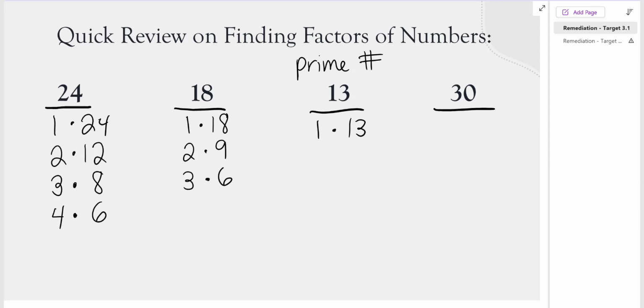And then the last practice is the number 30. So 1 times 30 is 30. 2 times 15 is 30. 3 times 10 is 30. And then 5 times 6. Again, notice 5 and 6, those numbers are close together. So that's how I know it's the end of finding the factors. Okay. You do need to understand how to find the factors of numbers in order to factor trinomials and polynomials.